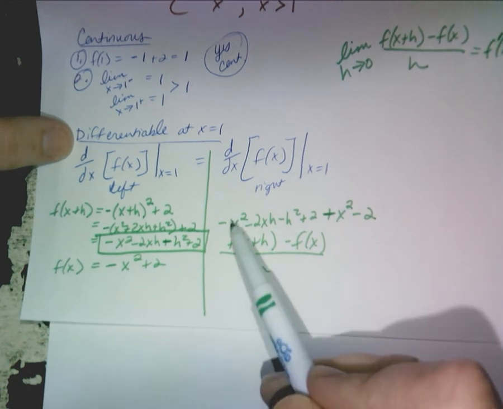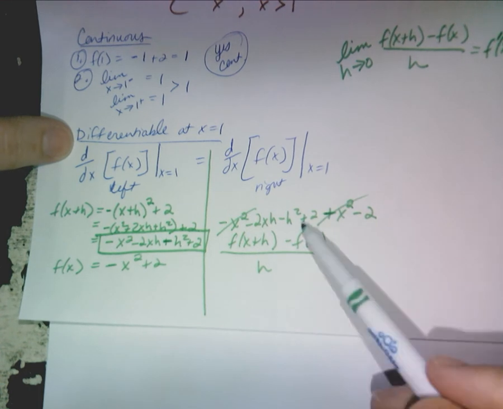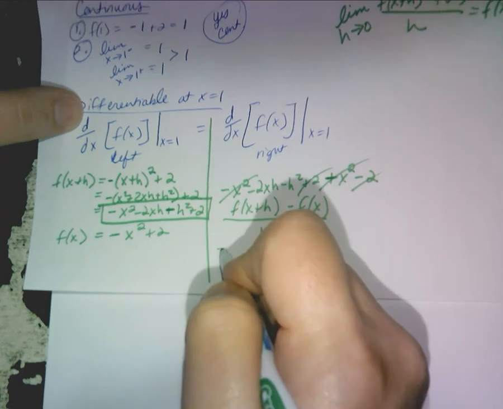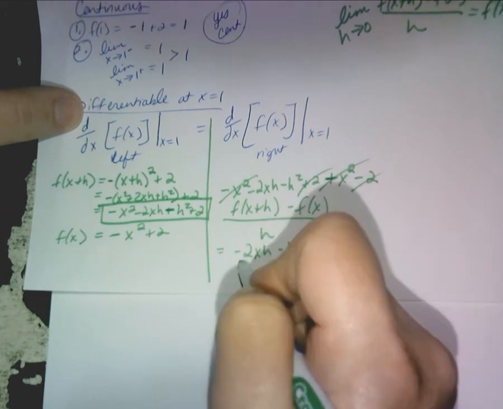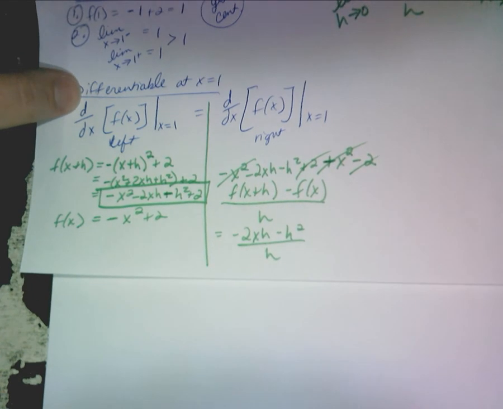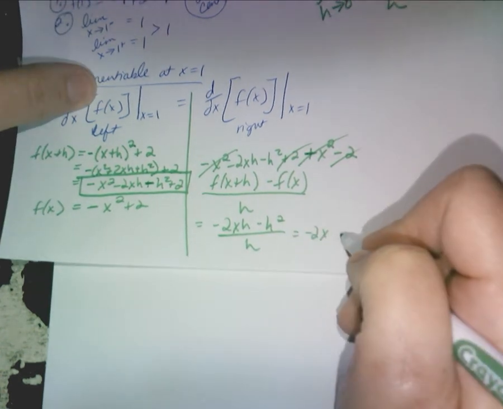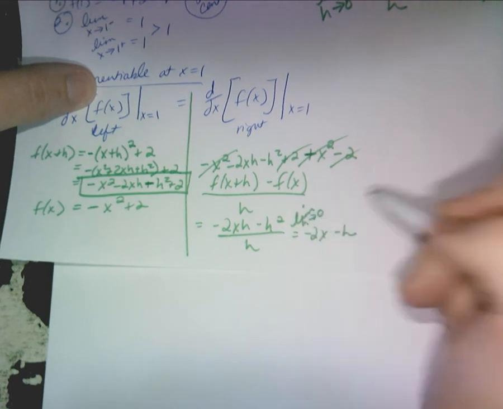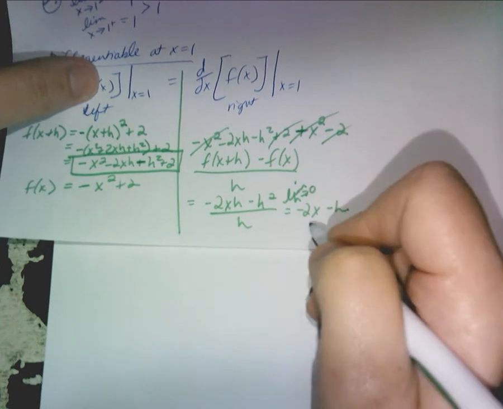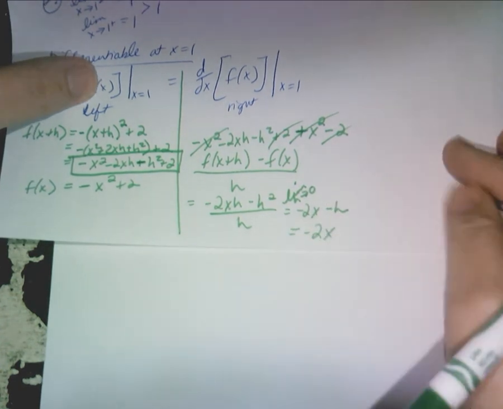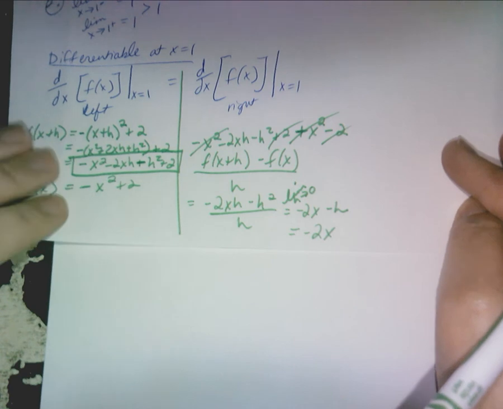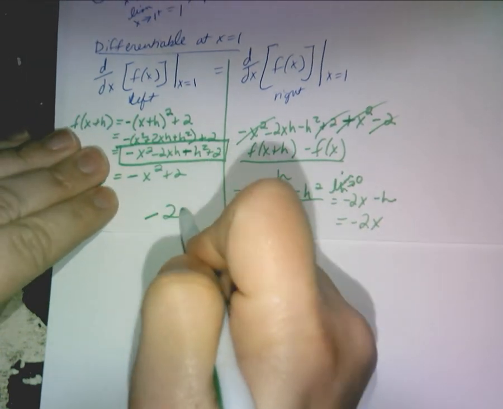What does that clean up to become? Goodbye, goodbye, goodbye, goodbye. What is negative 2xh minus h squared on top over h reduced to? Negative 2x minus h. And then take the limit now as h goes to 0. What are you left with? Negative 2x. Okay? And what am I evaluating x to be at? What point? 1. So what is the slope on that side? Negative 2. So the slope is negative 2.